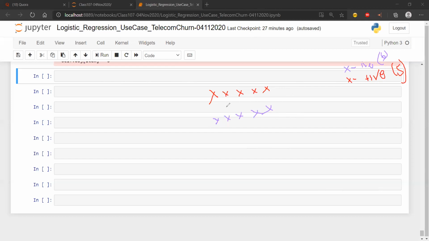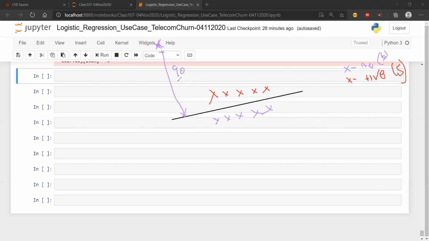How many points do I have? I have 10 points. Let's say in that scenario I also had this outlier. Just for the sake of discussion, let's say the distance from this hyperplane to this negative point, which should have been on the other side but as per my data is here, is 90, and all the rest of the distances are 1.